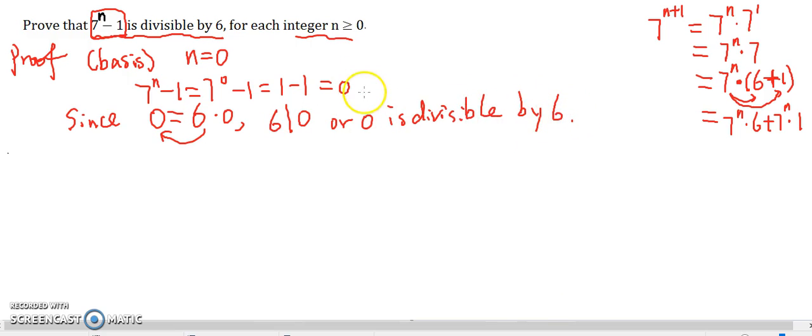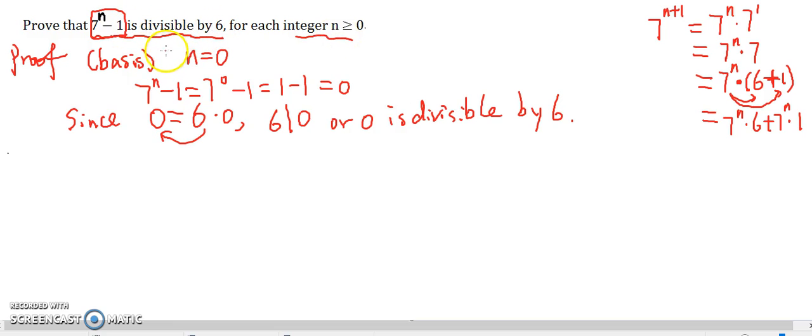Similarly, if you want to prove this statement is true for n equal to 1, we replace n with 1. We get 7 to the 1st, which is still 7, minus 1, we get 6. And 6 is divisible by 6. That is true. If n is 2, we get 7 squared, that's 49, minus 1, 48. 48 is divisible by 6. And similarly, we can pick a few integers for n to verify this is correct.